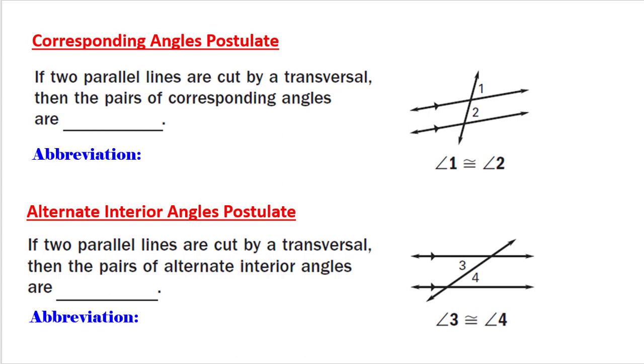Okay, our corresponding angles postulate. If two parallel lines are cut by a transversal, then the pairs of corresponding angles are congruent. So angle 1 is congruent to angle 2, and any other set of corresponding angles are congruent.